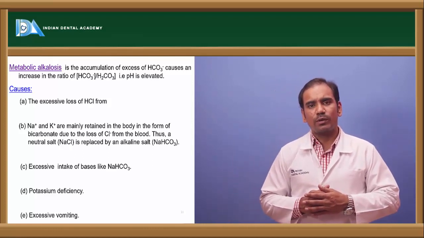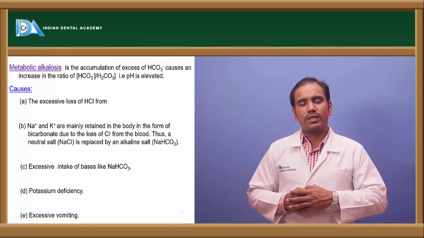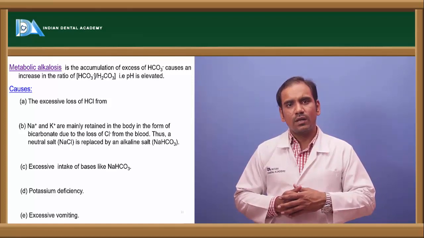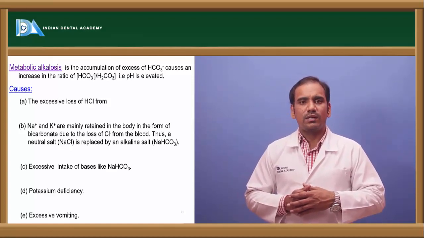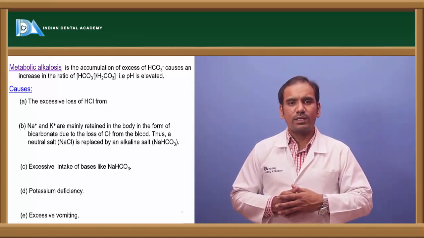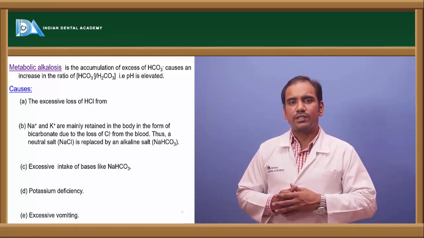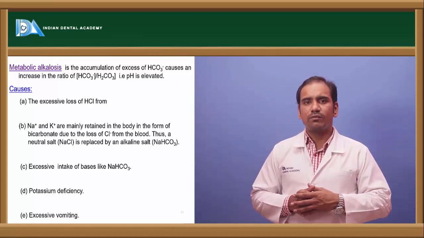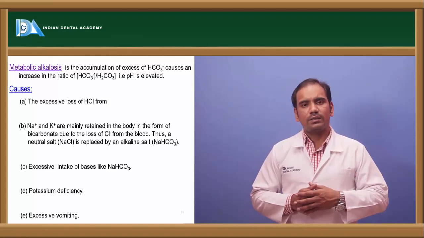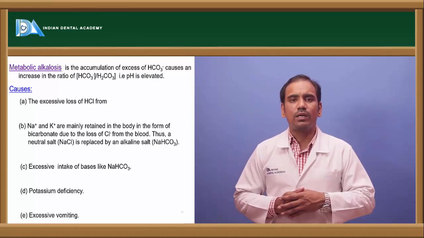Why is this sodium bicarbonate formed? Because there is loss of chloride. Why is chloride lost? Because there is loss of HCl. In order to maintain the salt, that neutral salt NaCl is replaced by an alkaline salt called sodium bicarbonate. So in this condition, there is loss of acid and there is addition of base. The other condition is excessive vomiting, which also leads to loss of acid. And the other reason is hypokalemia. Hypokalemia is associated with metabolic alkalosis.